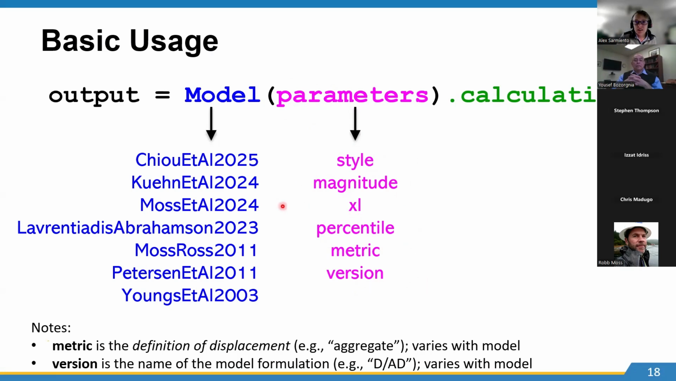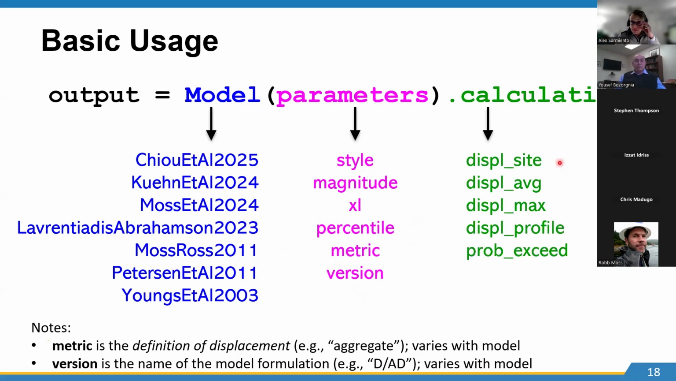So for example, the Moss et al. 2024 model, they provide a D over AD and D over MD. We can specify that version here. All of these models have these parameters, but the metric and version will vary based on the model. And some models have some additional parameters as well that you can read about in the documentation.